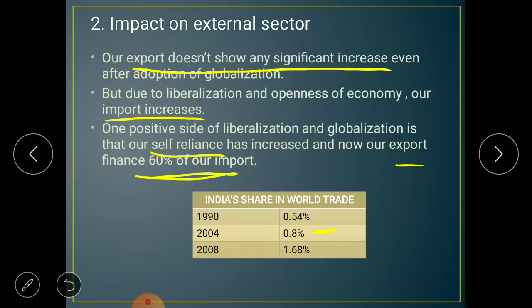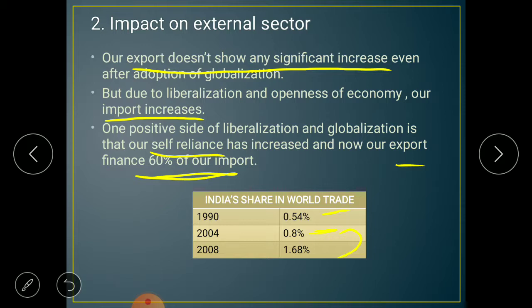Still, it is not an appreciable figure, but at least we can say that India's share in world trade got doubled after adoption of LPG policy. Earlier, it was 0.54%, and then increased to 0.8%. Not exactly double, but near to double. Then in 2008, our contribution in world trade again increased to 1.68%, which is exactly double than 2004's figure. So we can say that India's contribution in external sector is increasing gradually.